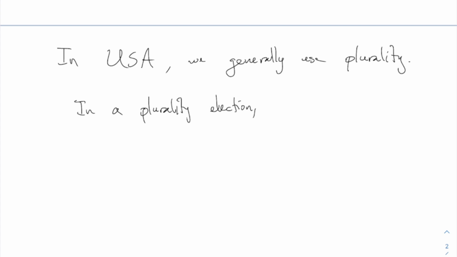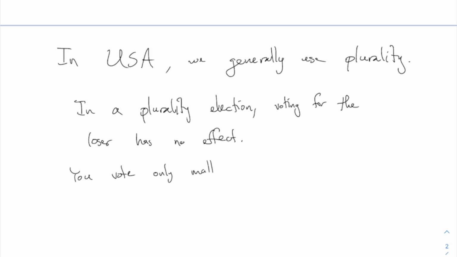I'm going to say it this way. In a plurality election, voting for the loser has no effect, all right? Your vote only counts, I'll say your vote only matters if your candidate wins.